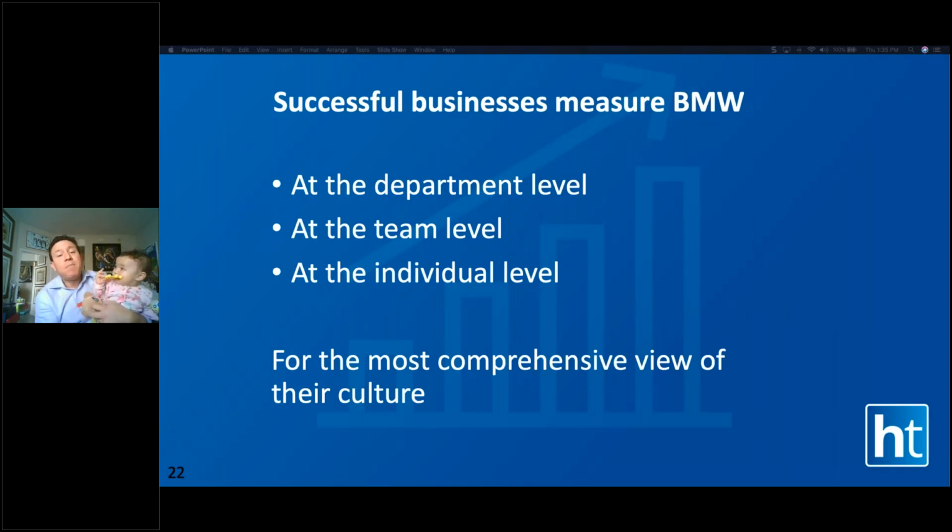Successful businesses measure BMW not only at the company level, but also at the department level, the team level, and the individual level. That way, everyone performs, from the individual self-awareness to the emotional intelligence between two people to operate better, to understand, connect, and communicate between two, to a team communicating and working better, to different teams understanding each other better, all the way up to the company culture. That's the most comprehensive view, and that's what you should be looking to measure in your organization.